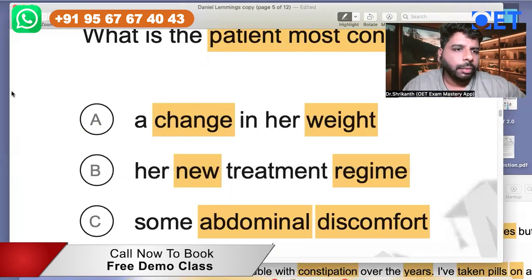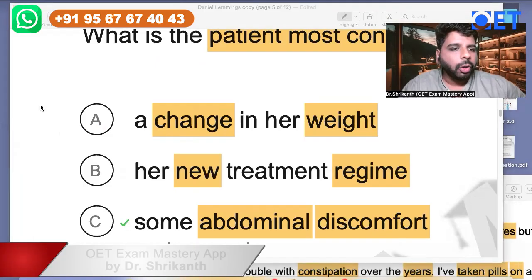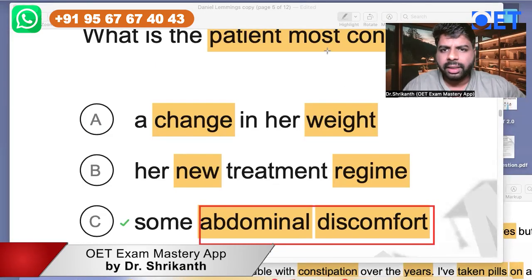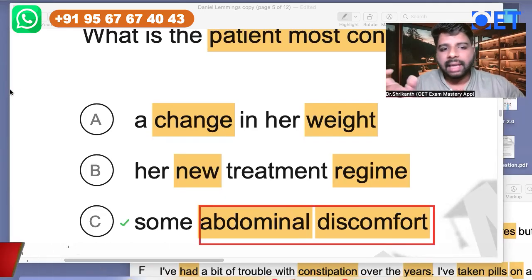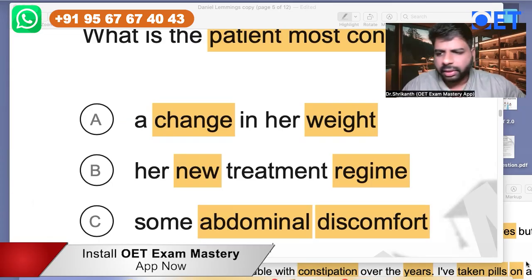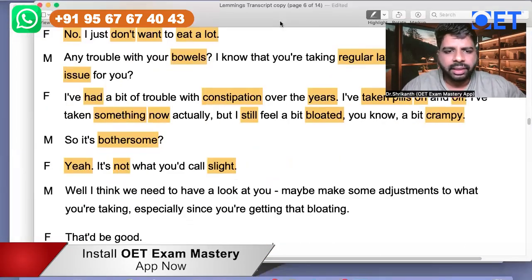So the answer to this is going to be answer option C, because what are the keywords over here? Abdominal discomfort is mentioned, and the past tense is not used. The present tense is used, and she is saying it is not a slight discomfort. It is a very massive discomfort, and you have already eliminated answer option A. Now, for the sake of completeness, let's read the entire thing.